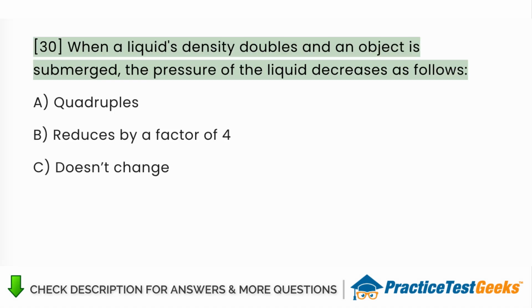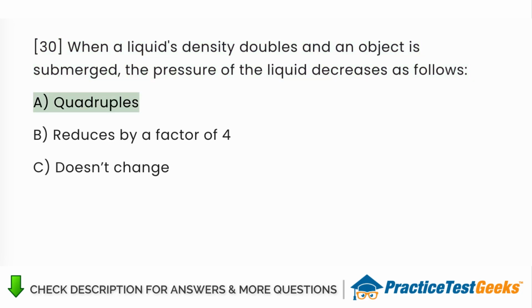When a liquid's density doubles and an object is submerged, the pressure of the liquid decreases as follows. A. Quadruples. B. Reduces by a factor of 4. C. Doesn't change.